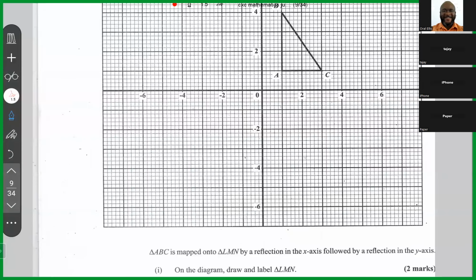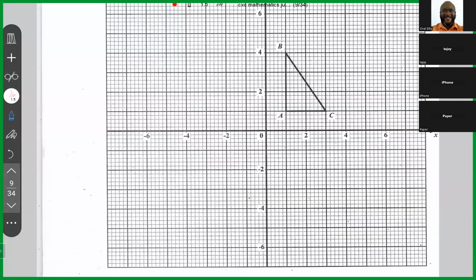All right, so we're going to reflect ABC first in the x-axis, then we're going to reflect it in the y-axis. Now, I would have told you already that in a reflection, the object and the image are the same distance from the mirror line on either side of the mirror line. So A is 1 unit from the mirror line because we're reflecting in the x-axis first. The image is also 1 unit, but on the other side. So in a reflection, both the object and the image are the same distance from the mirror line on either side of the mirror line.